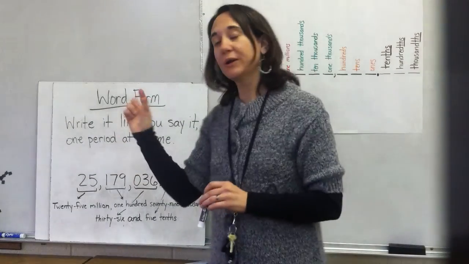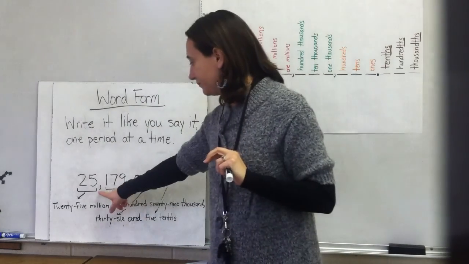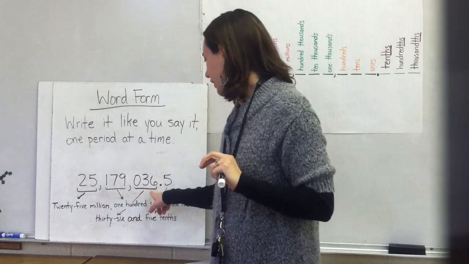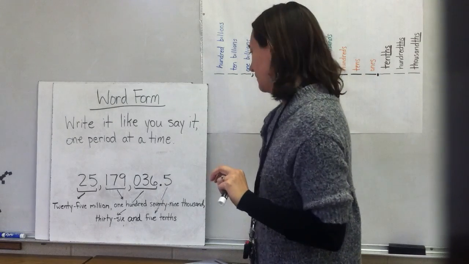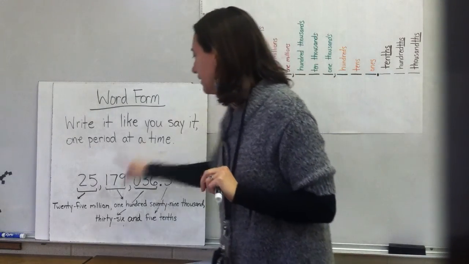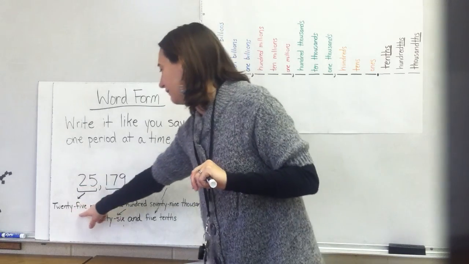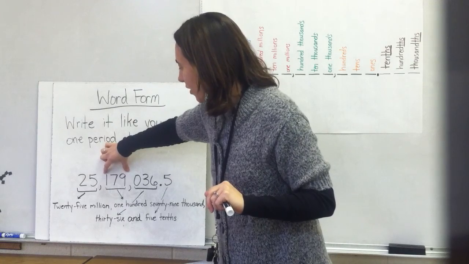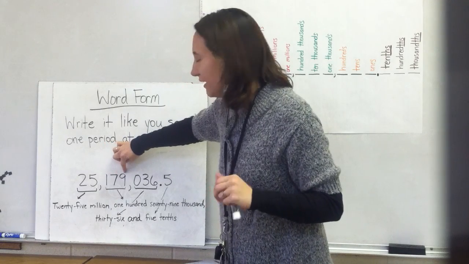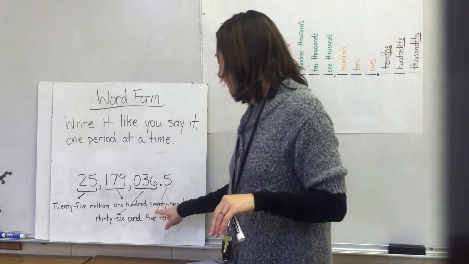Our periods are always separated by commas. This first period is the ones, the second period is the thousands, so this is the millions. So we'd say 25 million. Then we'd say our next period, you can just read this part, 179, and what period is it? Thousand. So it's 179,000.